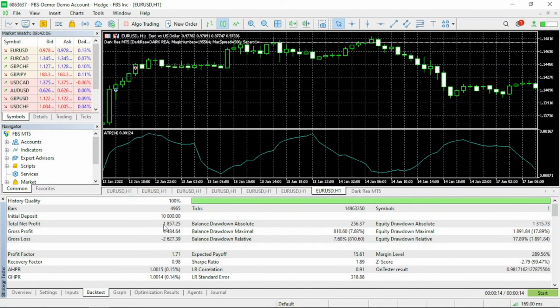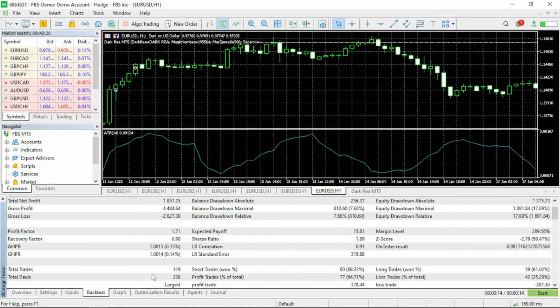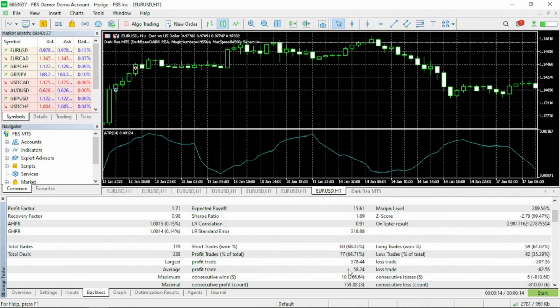We were able to do total net profit of 18% with an equity drawdown of 17.89%, a profit factor of 1.71. The total trades were 119 during the period, with a total percentage win of 64.71%. This Expert Advisor is ideal for trading during times of high volatility. So make sure to check your own broker server time and adjust the settings accordingly.